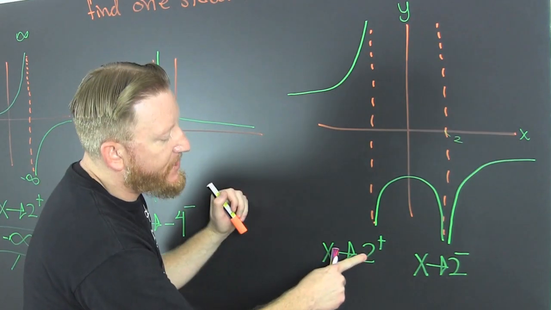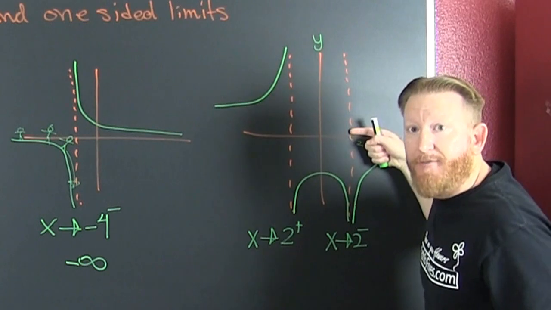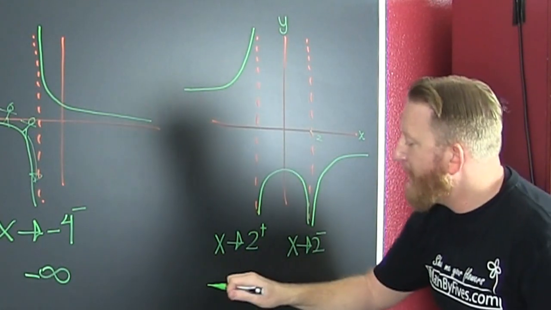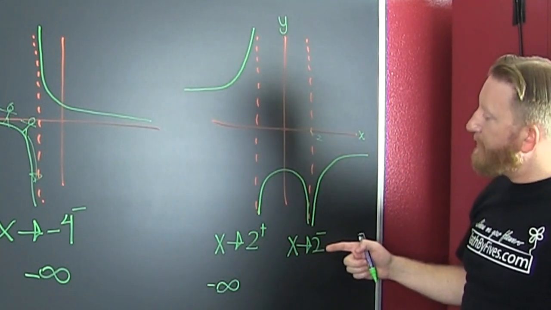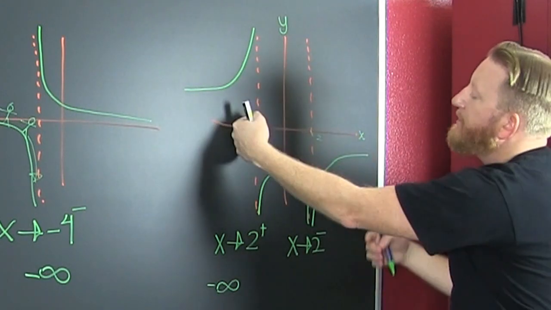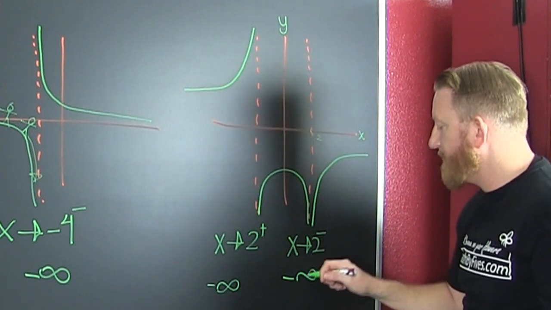Now, this says goes to 2 from the right. That's from this direction. When your graph goes to 2 from the right, that one's going to minus infinity. Now, if you're going to 2 from the left, you're going from 2 to the left. No, that's negative over there. You're going to 2 from the left. When you're going from 2 to the left, that one's also going to infinity.